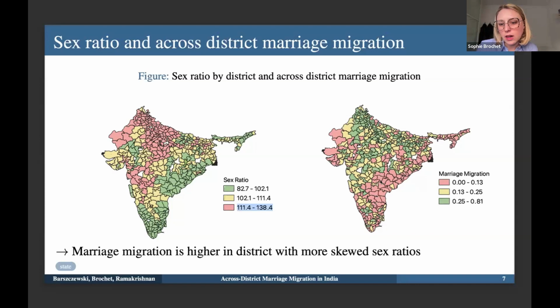You can see that these are more in the south and in the east, similarly to where we have more balanced sex ratios. The more you go to the north and also to the west, the more likely it is to be a marriage migrant. So what we want to show here is simply that marriage migration is higher in districts that have more skewed sex ratios.